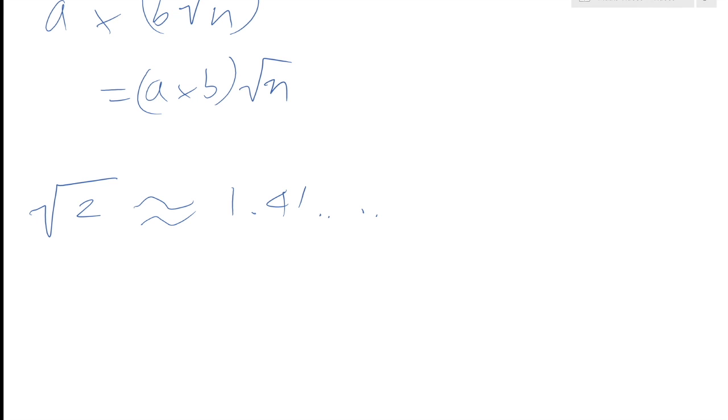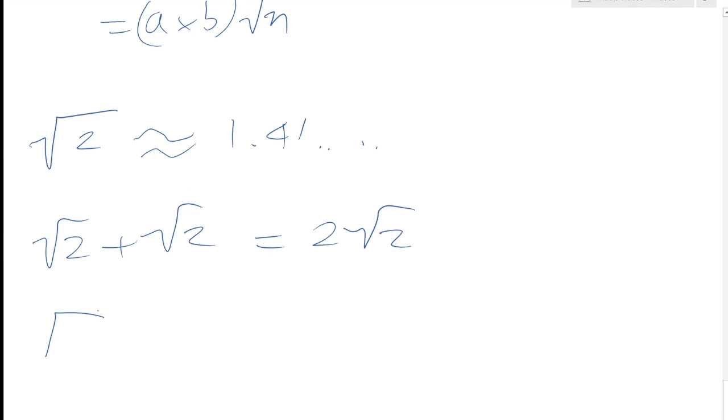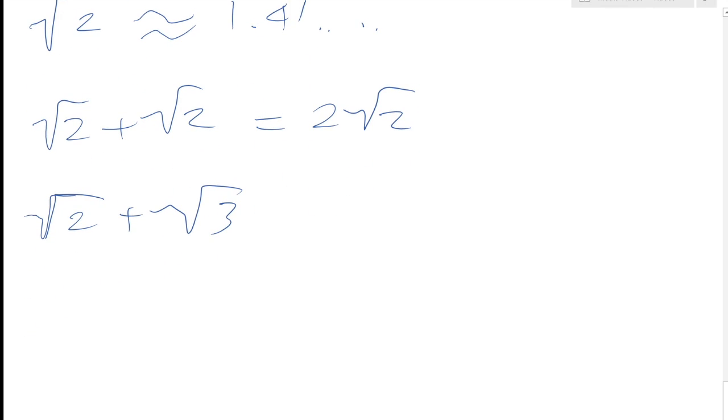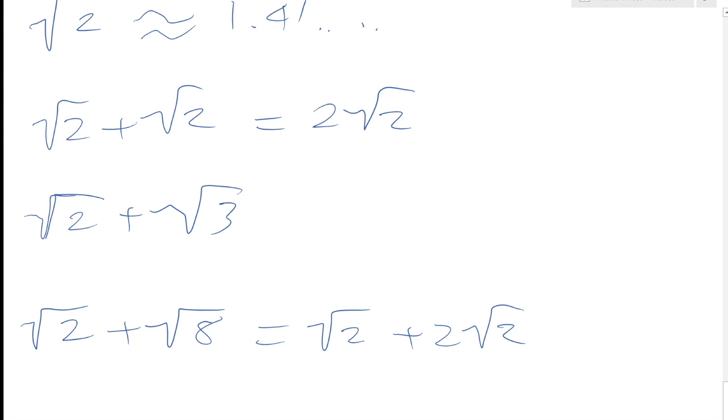But, I mean, we could do root 2 plus root 2, that just equals 2 root 2. We can do things like root 2 plus root 3, but there's no way of simplifying that. Some things you can do though, if you had, say, root 2 plus root 8, because root 8 equals 2 root 2, we've now got one lot of root 2 plus 2 lots of root 2, which equals 3 root 2.